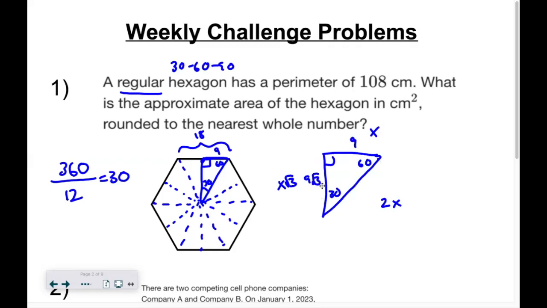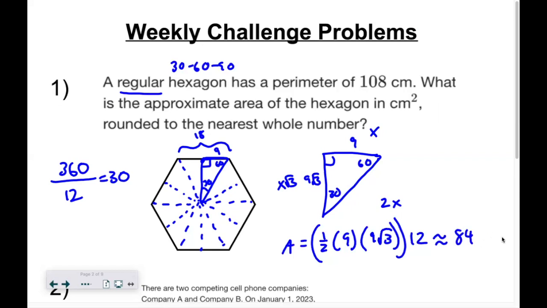What we do need is the area of the whole entire hexagon. The area of one of the triangles would be 1/2 base times height. So that's 1/2 times base 9 and height 9 root 3. And then there are, like I said, 12 of those triangles, so I'm going to take this whole thing and multiply by 12. This one says nearest whole number. So if you put that in a calculator and round it, you should get 842.